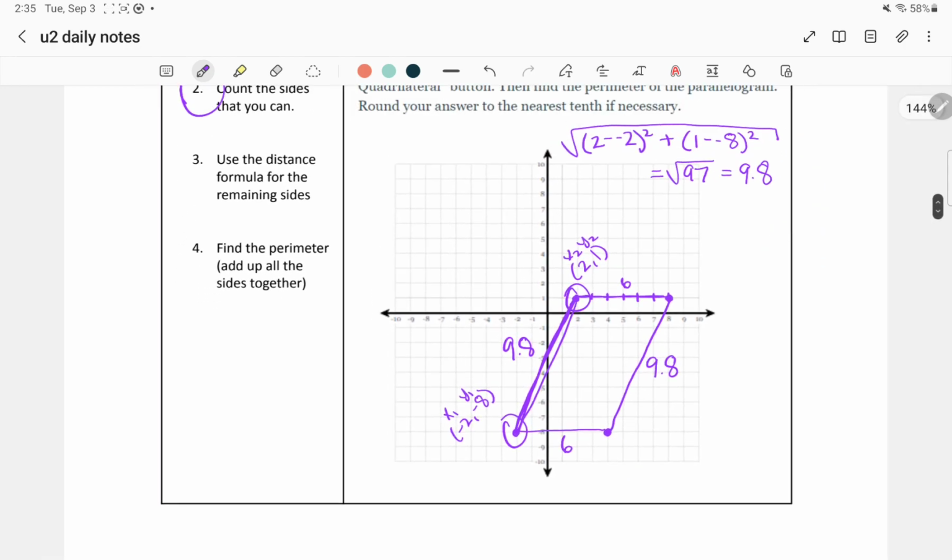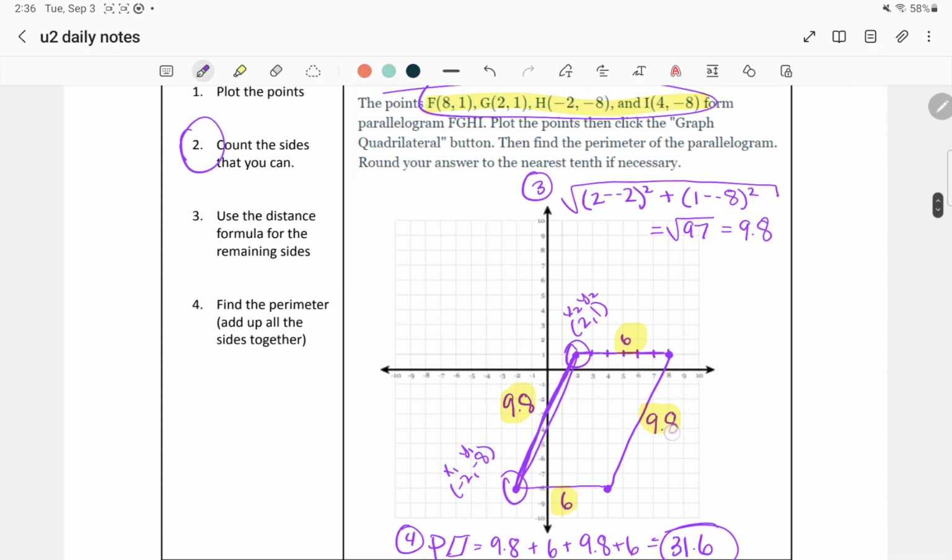Once I have all the sides, so this is step 3. Once I have all the sides, step 4 is just find the actual perimeter. So perimeter of my parallelogram is 9.8 plus 6 plus 9.8 plus 6. I'm just going around. These are all my sides. And perimeter is just adding them up. And that's what I'm going to do. So when I plug that in my calculator, I get 31.6. And that's what I would put in Delta Math.